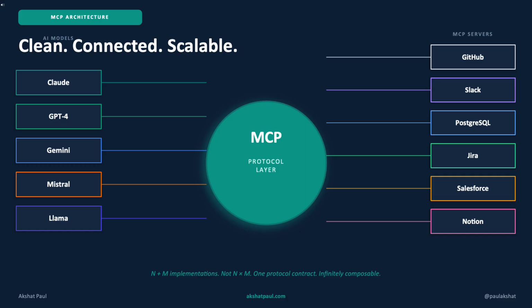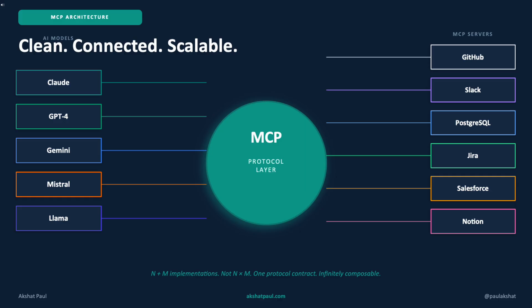Now let's look at what MCP actually replaced that spaghetti with. This is the hub and spoke architecture that MCP enables, and I want you to really appreciate the difference compared to what we saw 2 slides ago. On the left, your AI models, Claude, GPT-4, Gemini, Mistral, Llama. They each implement the MCP client spec once. That's it.